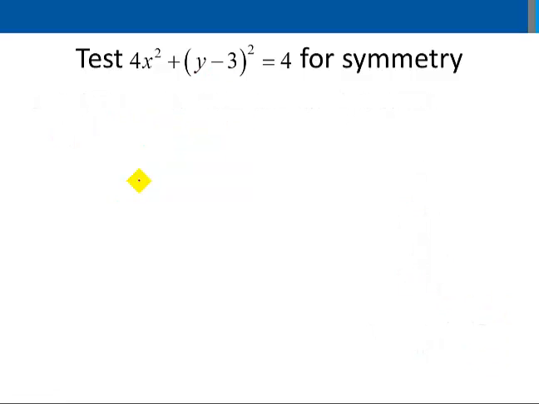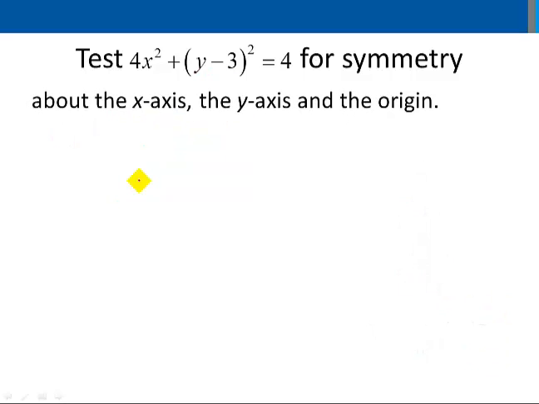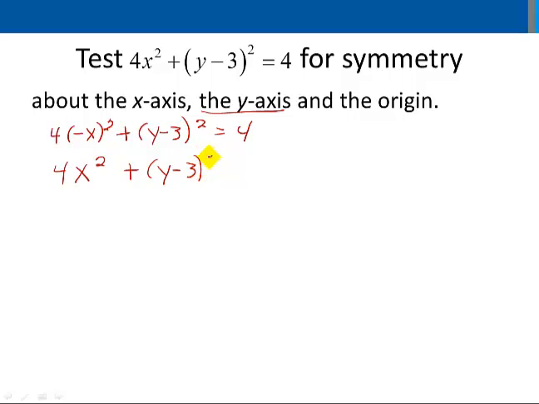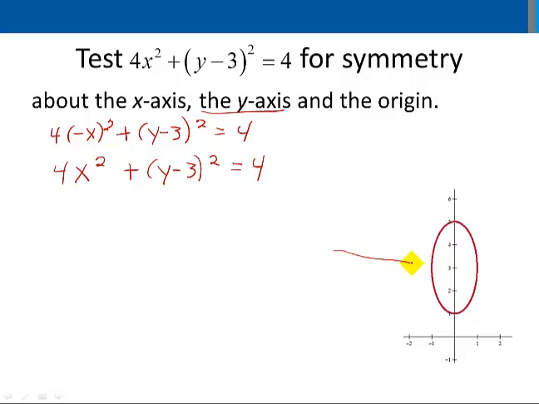Moving on to testing for symmetry about the y-axis, we replace x with negative x. And we end up, after simplifying, with the original equation, verifying that the graph will be symmetric about the y-axis, as you can see in a graph that's been sketched here.